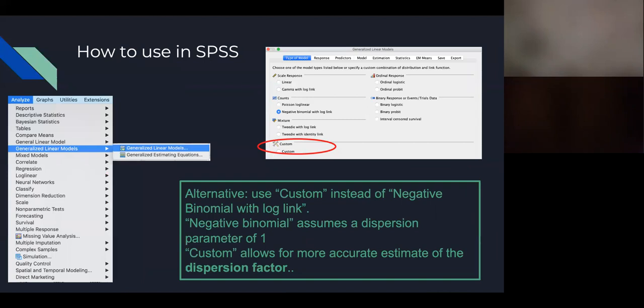An alternative SPSS method of conducting negative binomial regression is to use custom instead of the negative binomial function. The negative binomial function assumes the dispersion parameter, the parameter that adjusts for variance, is 1. Custom allows you to adjust for overvariance and hence can lead to more accurate results when there is high overdispersion.